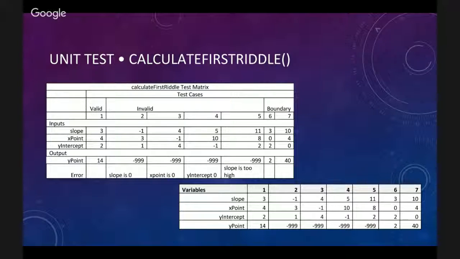Okay, so what we are looking at is one of our riddles test matrix. As you can see, we've got our variables, our input, and our output, which is the y point. The valid one is a 342, which calculates to a 14, and then each of those invalid variables is returning a negative 999. And then, of course, we have our boundaries.